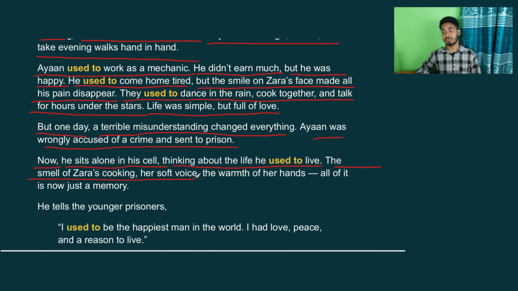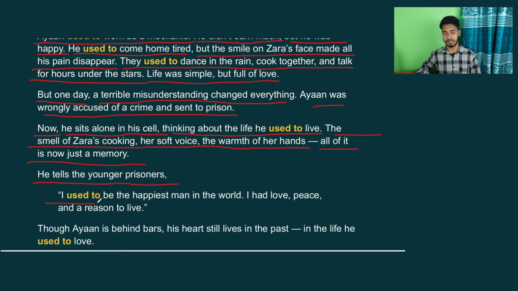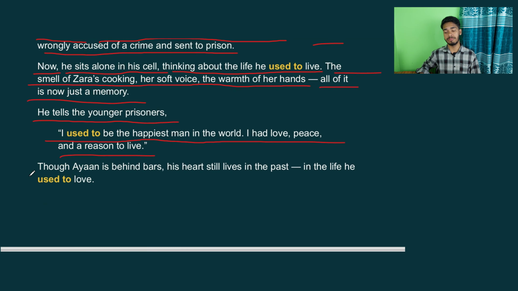The smell of Zara's cooking, her soft voice, the warmth of her hands, all of it is now just a memory. He tells the younger prisoners, "I used to be the happiest man in the world. I had love, peace, and a reason to live." Though Ian is behind bars, his heart still lives in the past, in the life he used to love.